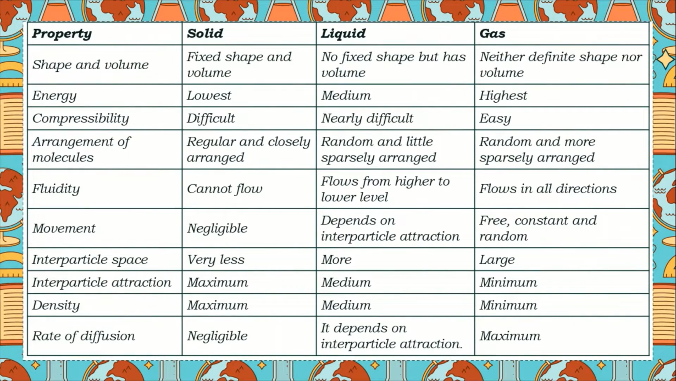Now I have made a tabular form of the properties of solid, liquid and gas. Shape and volume. Solid, fixed shape and volume. Liquid, no fixed shape but has volume. Gas, neither definite shape nor volume. Energy. Solid, lowest. Liquid, medium. Gas, highest.